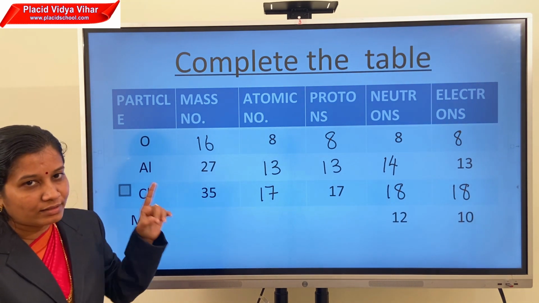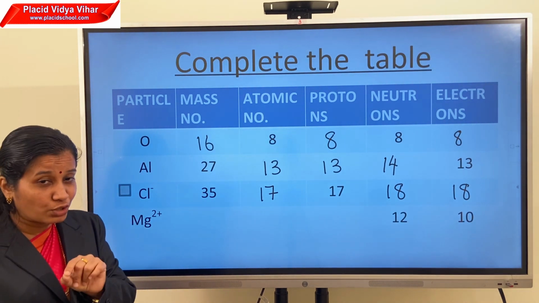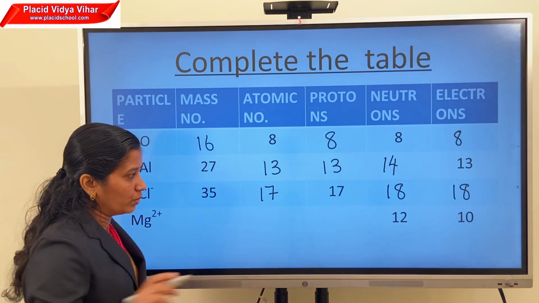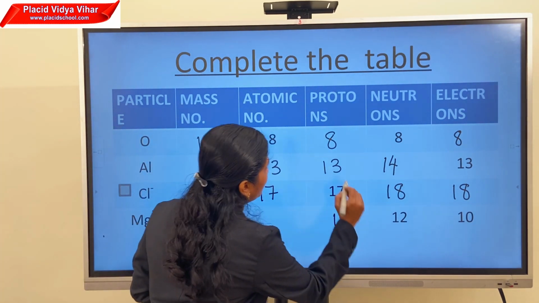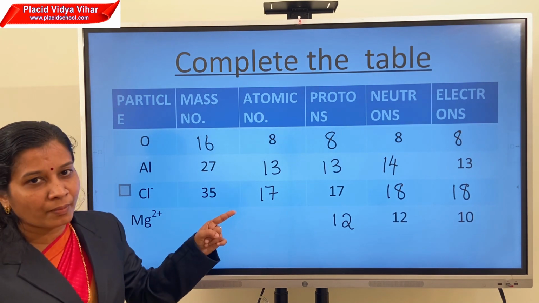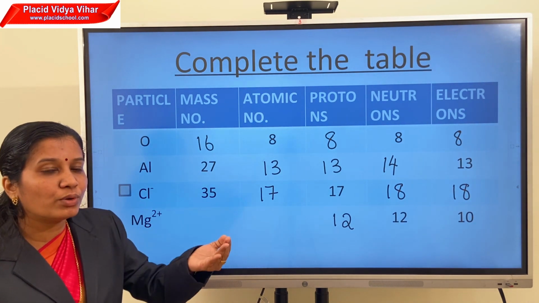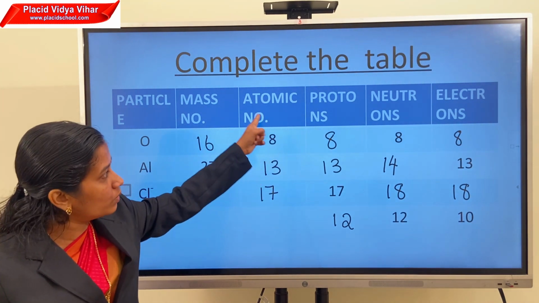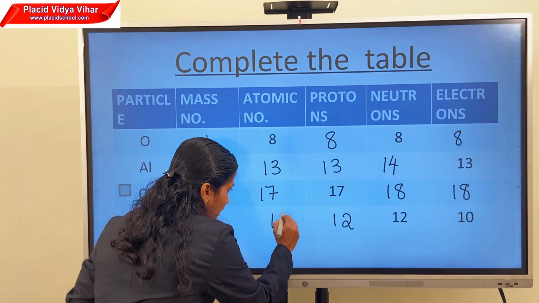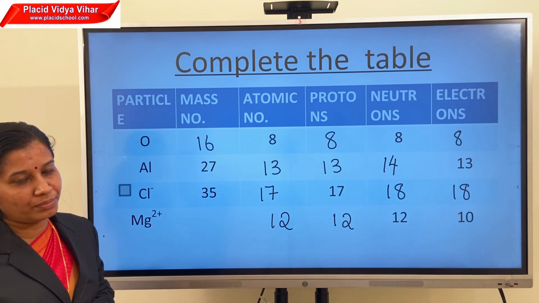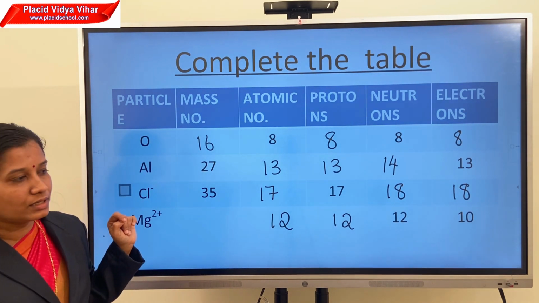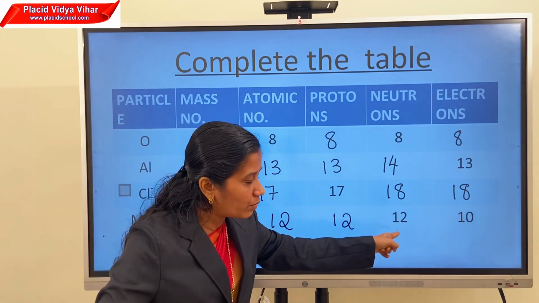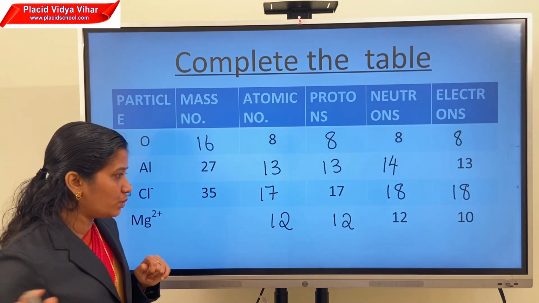So we can say that 12 represents the number of electrons in neutral magnesium. So that is equal to what? The number of protons. So 12 is the number of protons because 2 positive charge means 2 more electrons are there in the neutral atom. Then 12 represents protons, that is also equal to what? Atomic number. So 12 is the atomic number. Then how can you find out the mass number? Atomic number plus neutrons. So atomic number is 12 and the number of neutrons is 12. So 12 plus 12, 24.